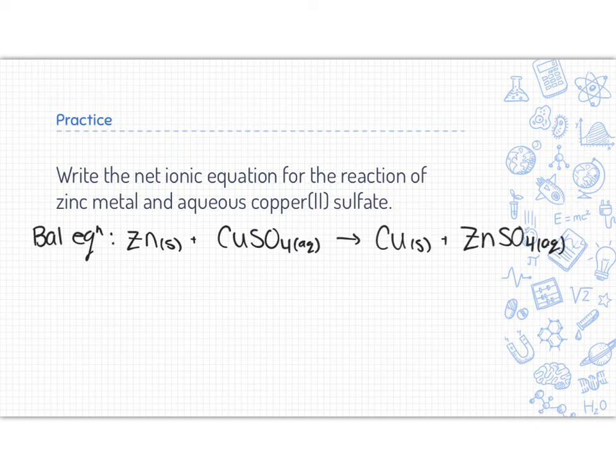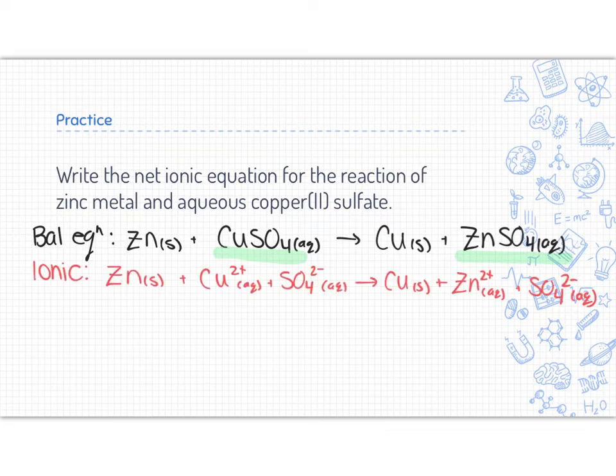Okay, hopefully you got the same equation, making sure that your states are the same. Now we only get to dissociate or break up any compound that is soluble or ionic or a strong acid. So in that case, we get to break up the CuSO4 and the zinc sulfate into their ions. Pause the video now and write the full ionic equation.